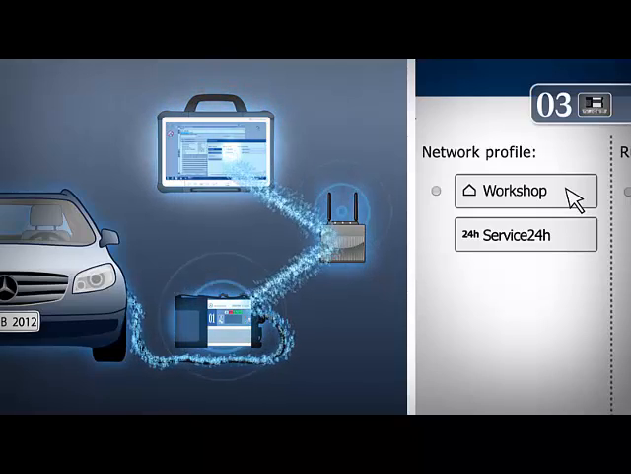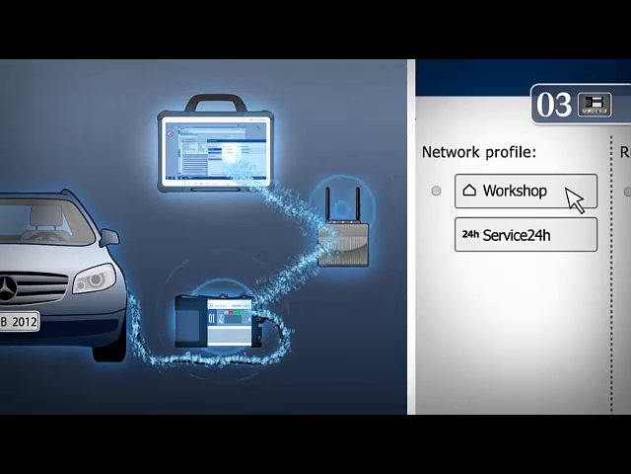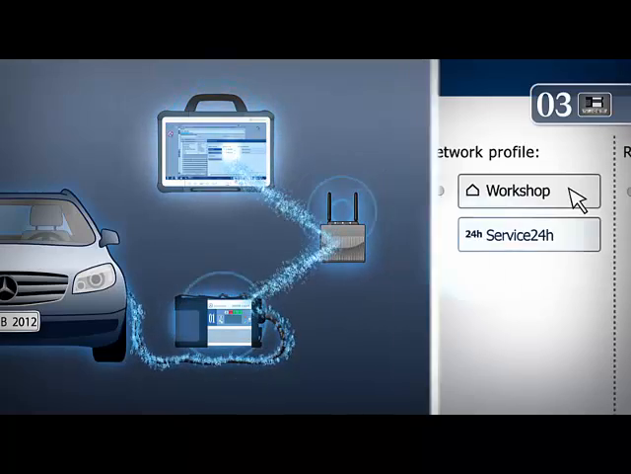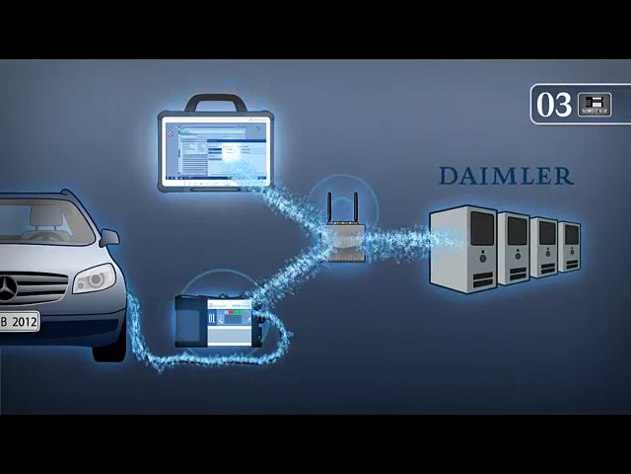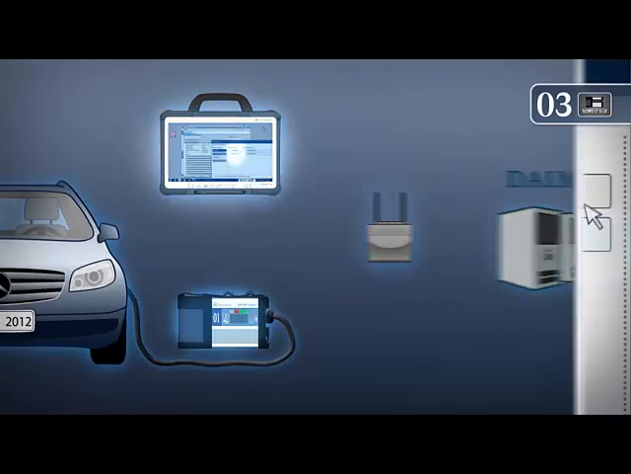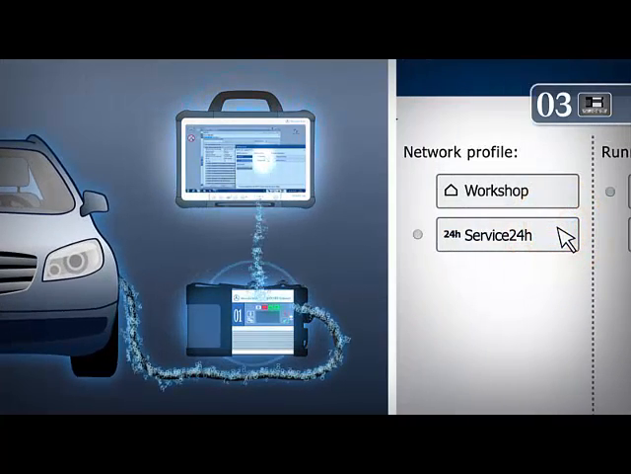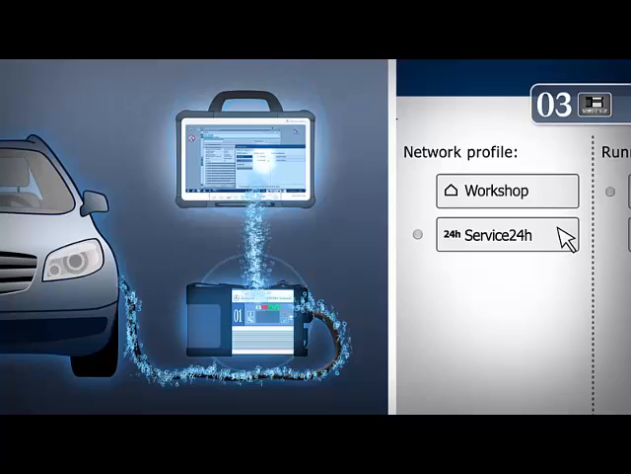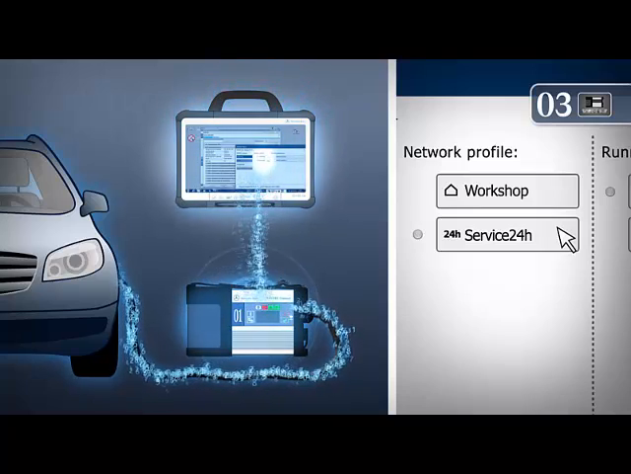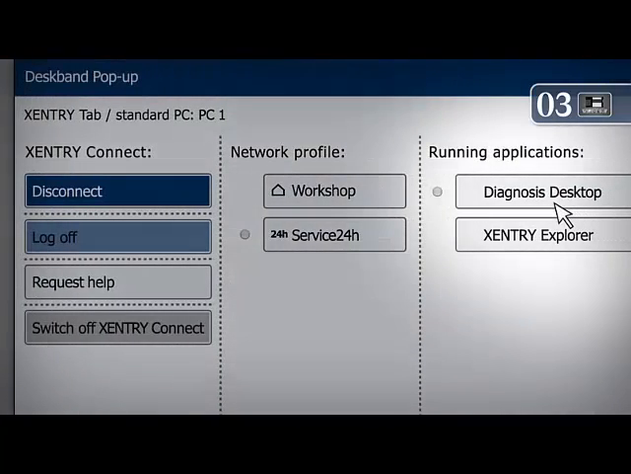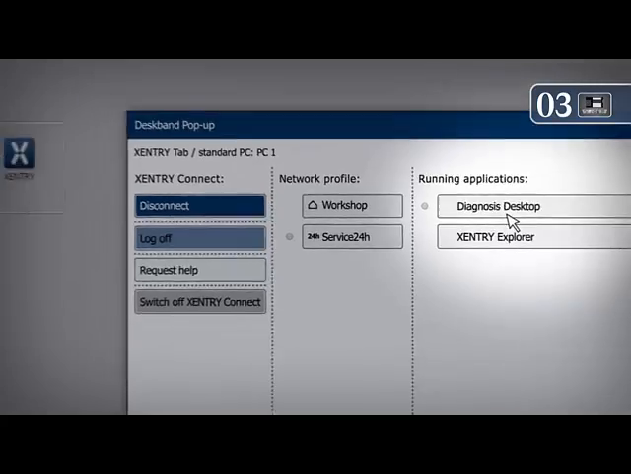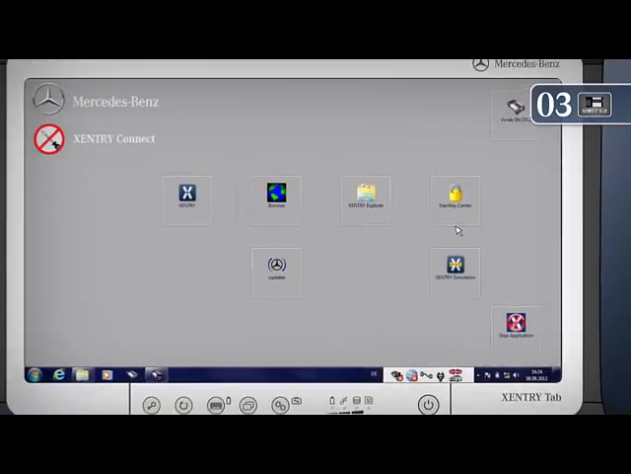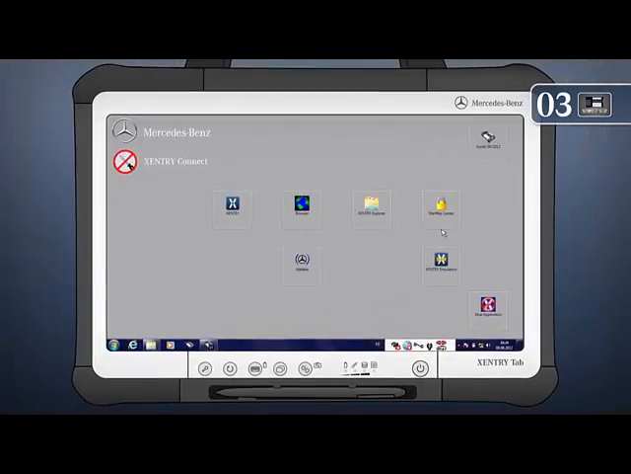This allows you to access both devices using a single access point, which in turn establishes a connection with the central server of Daimler. If you select the Service 24-hour mode, you can connect the two devices with each other without establishing a connection to the central server. The right-hand side of the deskband pop-up lets you switch between the programs running on Sentry Connect. Click on the Diagnosis Desktop button, for example, to return to the Sentry Connect desktop.